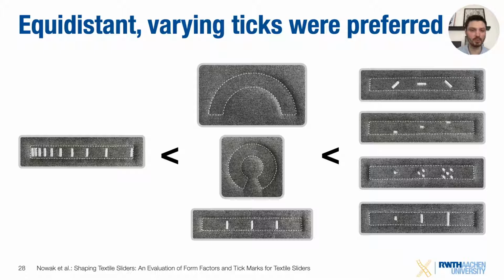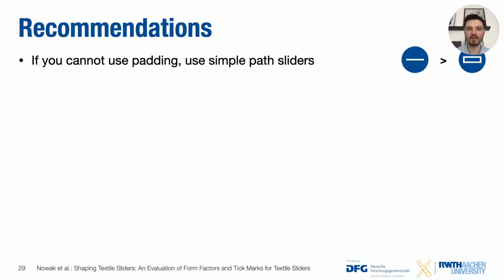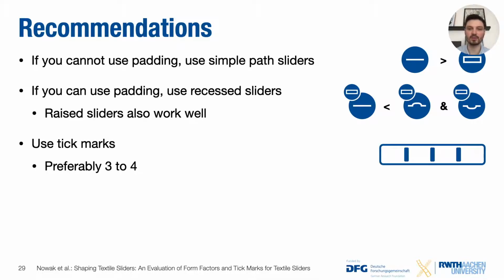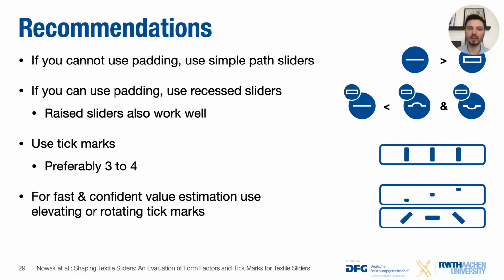Based on the results for both studies, we present a first set of design recommendations for textile sliders and their tick marks. If you cannot use any padding for the slider, prefer path shapes. Otherwise, use raised or recessed sliders. Especially recessed sliders support sliding gestures well. For typical use cases, use 3 to 4 tick marks. And if a slider should enable fast and confident value estimation, our tick mark designs with rotating and moving tick marks were preferred by our participants.